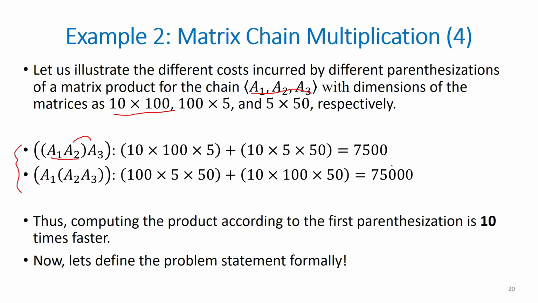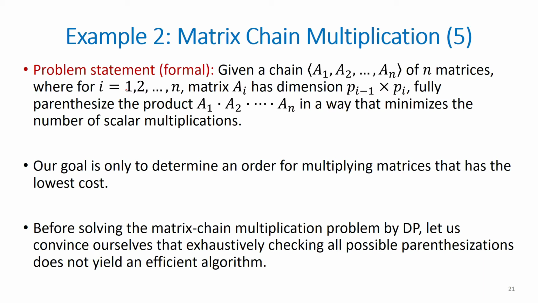Now that we have understood the problem, let's try to define it formally in the next step. The formal problem statement for matrix chain multiplication is as follows. Given a chain of n matrices, where the dimension of some matrix, say Ai, is denoted by p(i-1) times p(i), fully parenthesize the product A1 times A2 times dot dot dot times An in a manner that minimizes the number of scalar multiplications. So we have to find the order in which the matrices should be parenthesized so as to give us the lowest cost in terms of scalar multiplications.